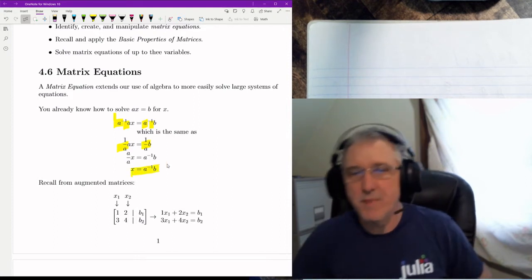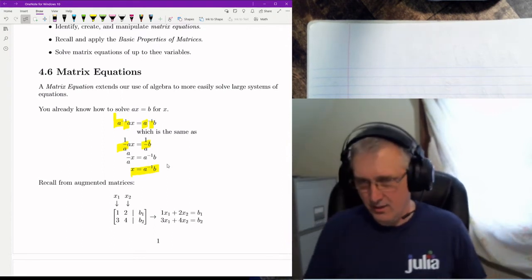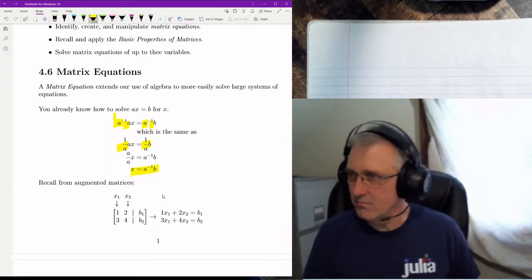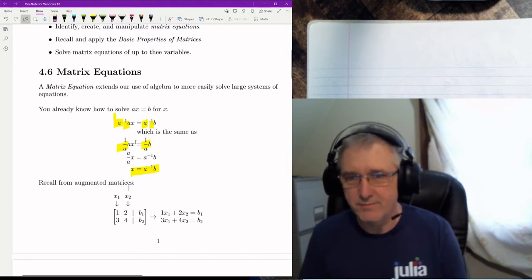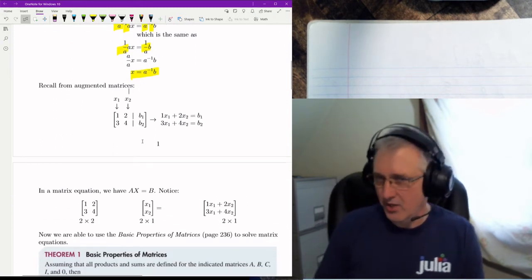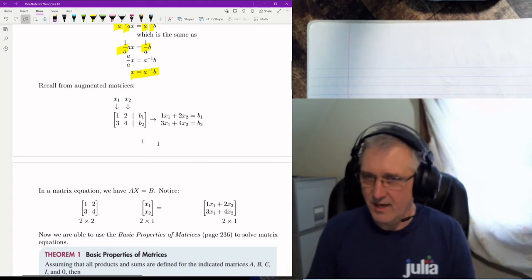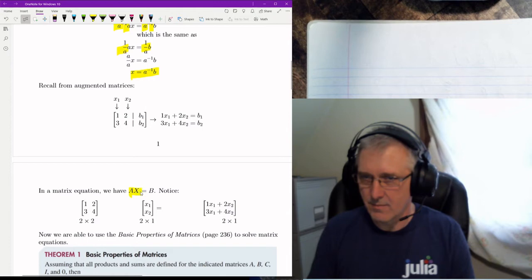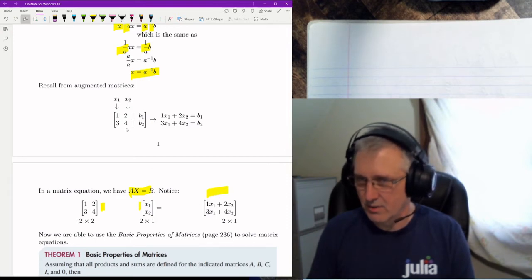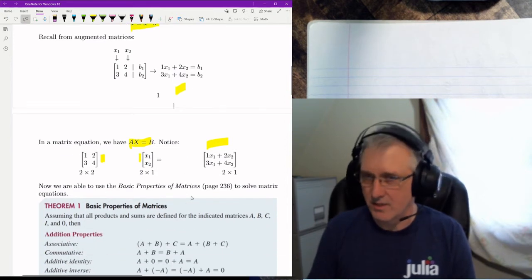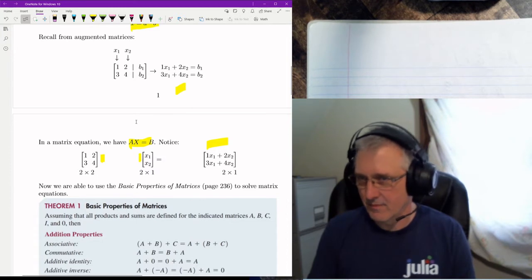Now, when we're doing augmented matrices, we have a system of equations. Just recall that, hold that in your head. And in a matrix equation, we have ax equals b. This is the a, this is the x, which is equivalent to the equation. And then b is the augmented part. Okay?